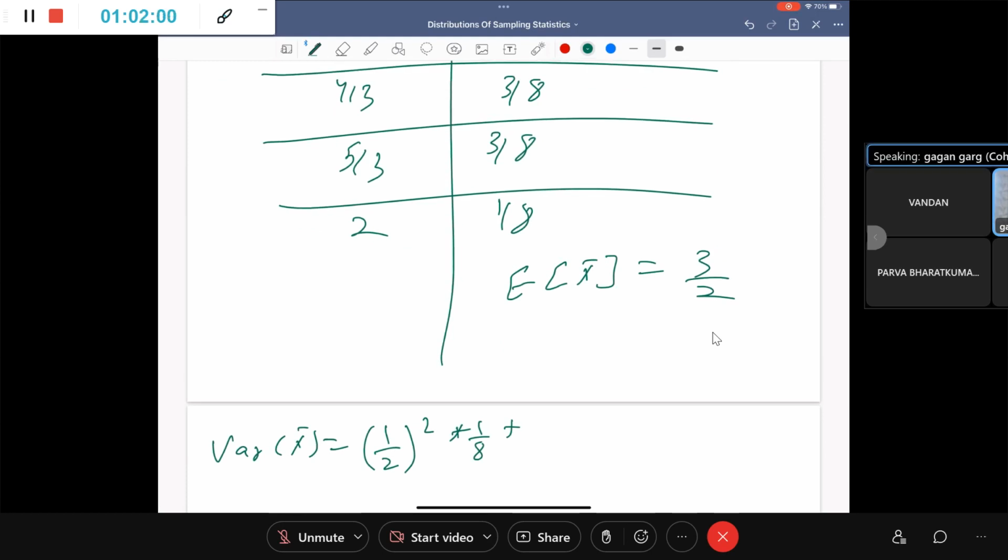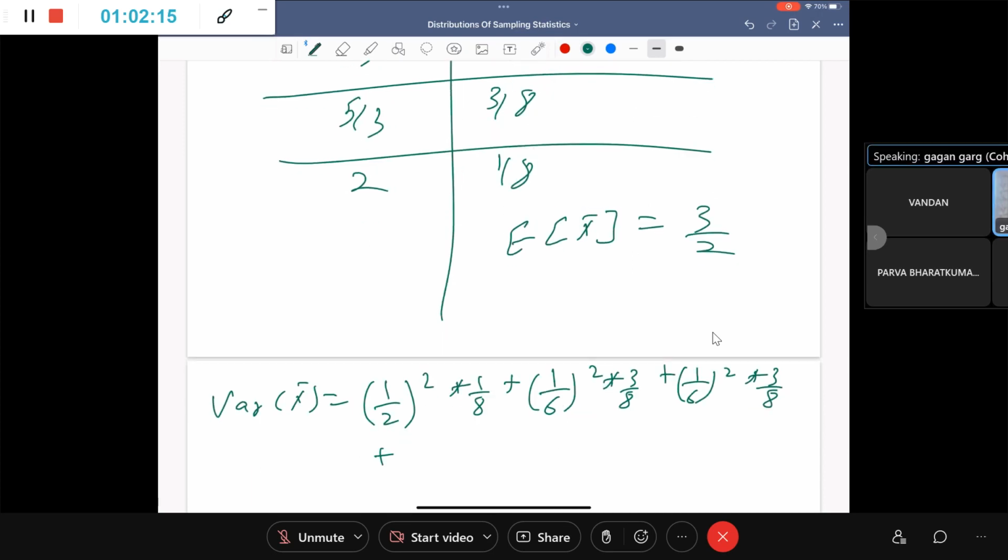1/2 squared into 1/8 plus 4/3 minus 3/2. So that is 1/6 square into 3/8 plus 1/6 square into 3/8 plus 1/2 square into 1/8. And you're saying that this turns out to be equal to 1/12, which is sigma squared by 3. Yeah? Yes, sir.